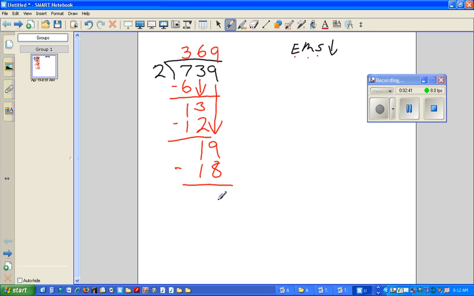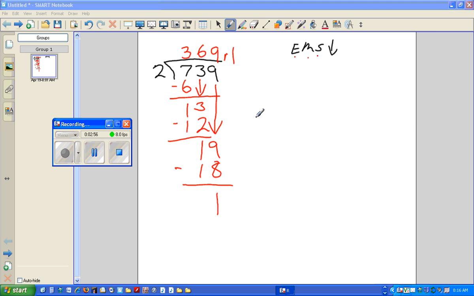I subtract 18 from 19, I get 1, and I'm supposed to bring down, oh, I don't have a number to bring down, so what do I have now, Amy? 1 is your remainder. 1 is my remainder. Thank you very much.